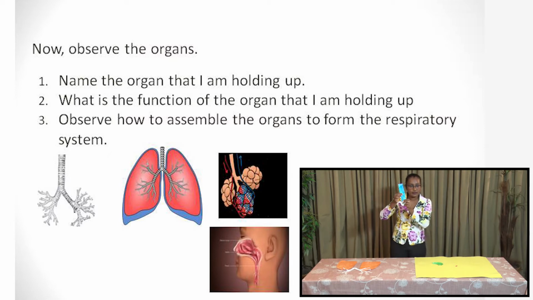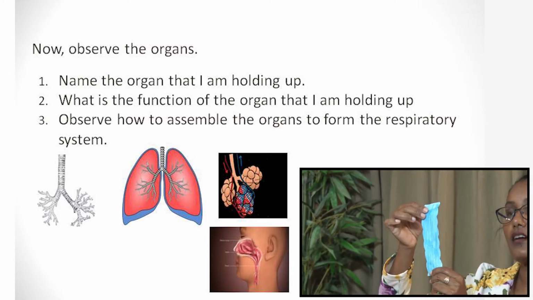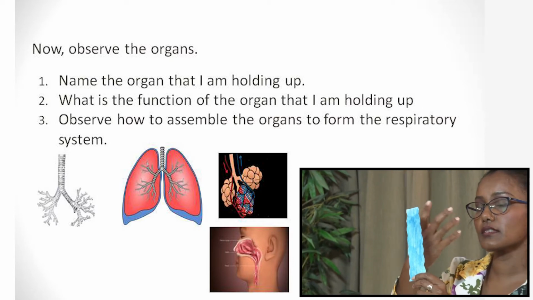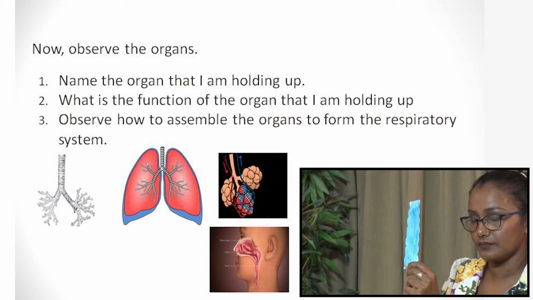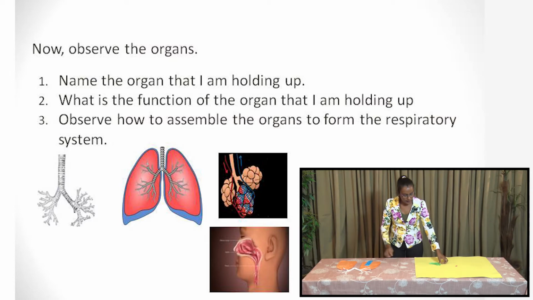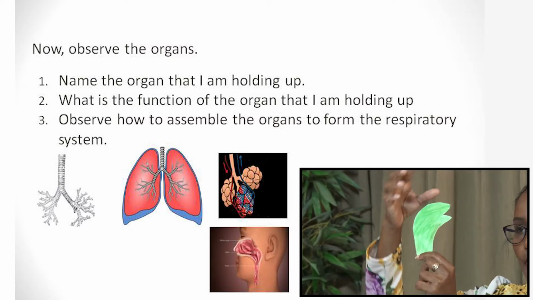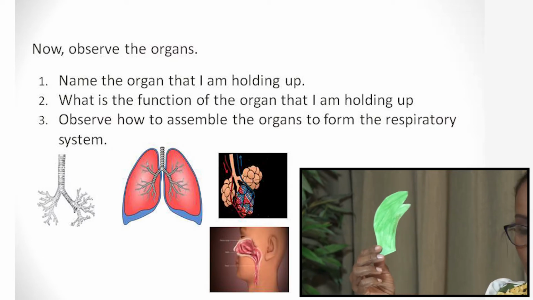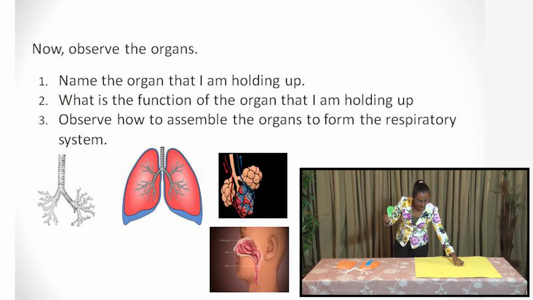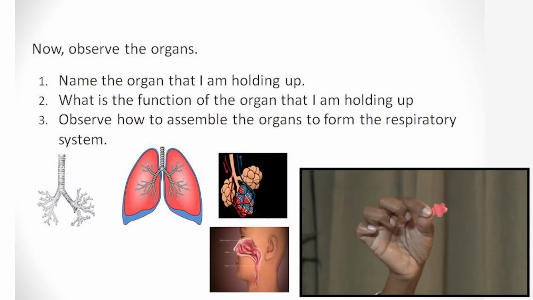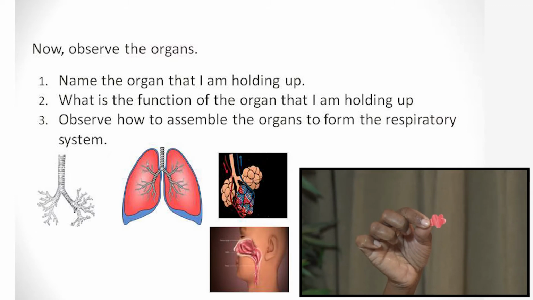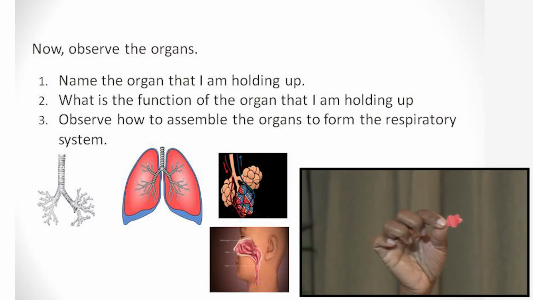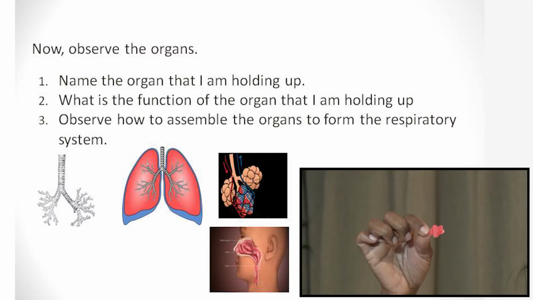The trachea takes the oxygen from the nose to the lung. And here, the nose takes in the air or the oxygen and releases the carbon dioxide. And I have a very tiny one here. Now this here, it is found inside the lung. This here is called the alveoli, and this is where the oxygen is exchanged.